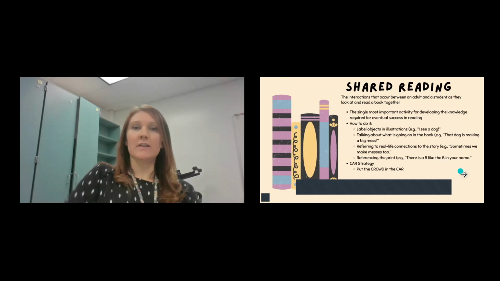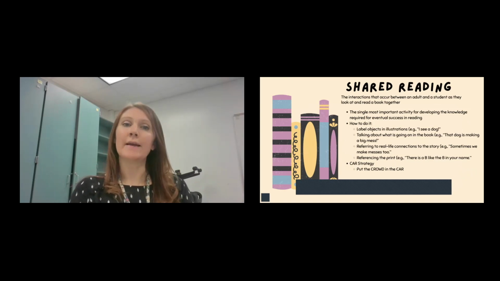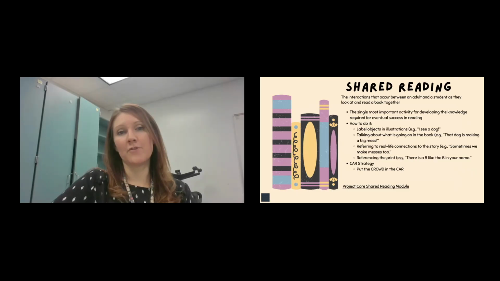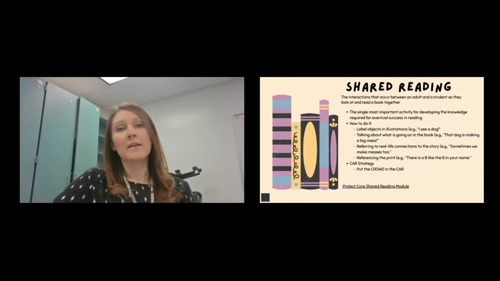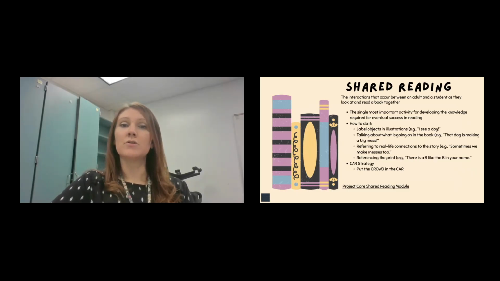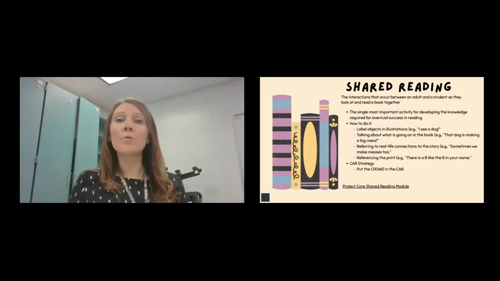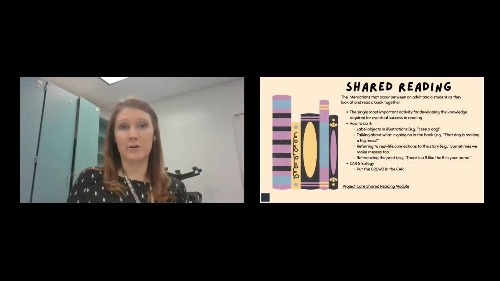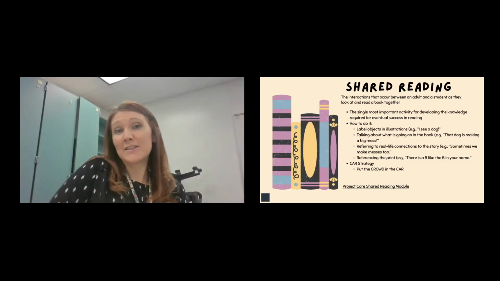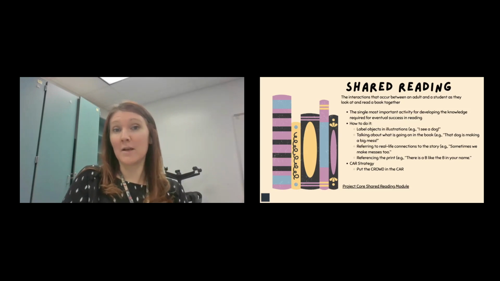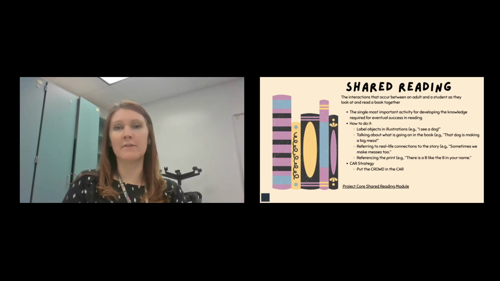So the first strategy is one called shared reading. And many teachers report that they're already doing shared reading in their classrooms. And at the bottom of this slide, there is a link to a module with even more detailed information about shared reading. But those are the interactions that occur between an adult and a student as they look at and read a book together. So if you sit small groups down or whole group in your classroom and read a book together, you're doing shared reading. It's what a lot of parents do at home with their children, reading a bedtime story. That's a shared reading activity.